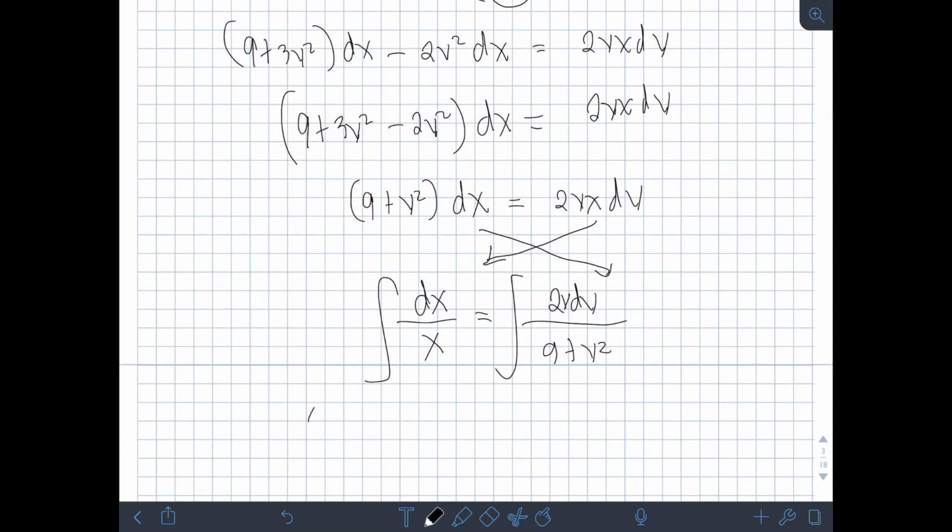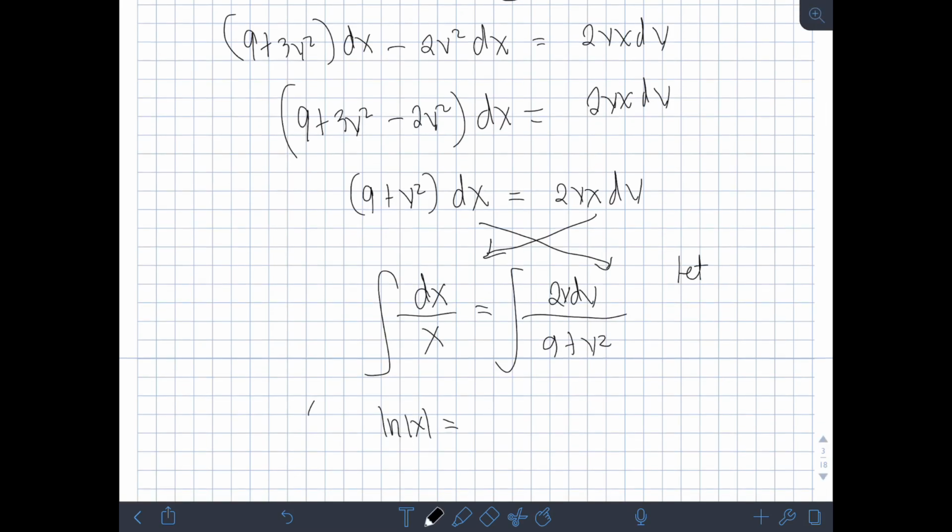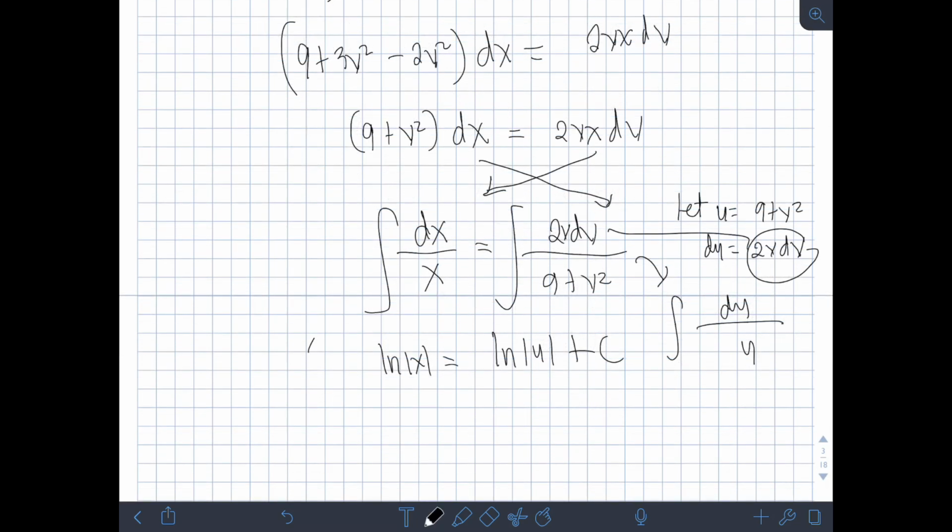So, integrating both sides, we have ln x is equal to, pwede nating i-let u, itong 9 plus v squared. So, du is equal to 2v dv. So, magiging integral ng du over 2v dv, ito, u. So, parang ln u na yan, ln u plus c. Okay, so magiging ln x equals ln u, which is originally 9 plus v squared, plus c.